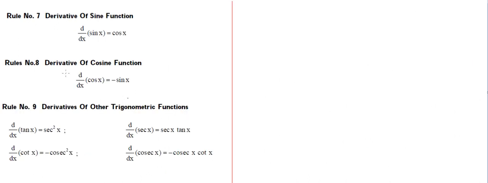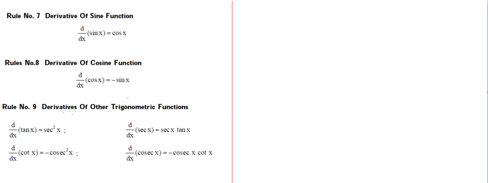Next, the rules here are related to trigonometry. Derivative of the sine x function. Whenever we differentiate the sine x function, it becomes cos x. Very, very important. Because we know in physics we will mostly be dealing with sine x and cos x. That's why we are writing them separately. So sine x differentiation is cos x. Similarly, the cosine function, cos x, has a differentiation of minus sine x. So that has to be taken care of.